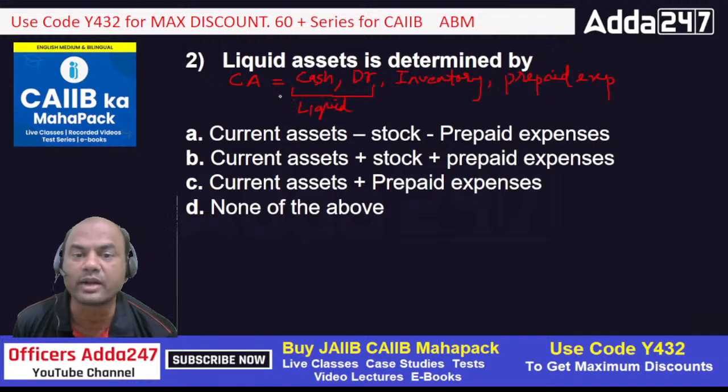So now if I want liquid assets from current assets, what should I subtract? Liquid assets equals current assets minus inventory minus prepaid. So what is the answer now? Plus or minus? A or B? Correct, A. Current assets minus stock minus prepaid expenses.